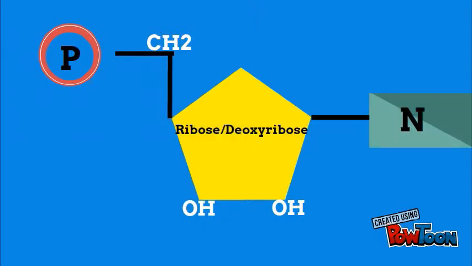The sugar in ribonucleic acid is ribose, and the sugar in deoxyribonucleic acid is deoxyribose, which has one less oxygen atom than ribose. In ribonucleotides, carbon 2 and carbon 3 have an OH group attached, whereas in deoxyribonucleotides, carbon 2 has a hydrogen atom attached and carbon 3 has an OH group attached.